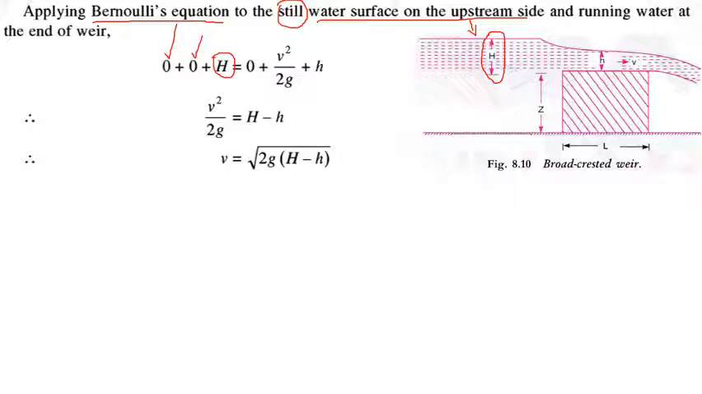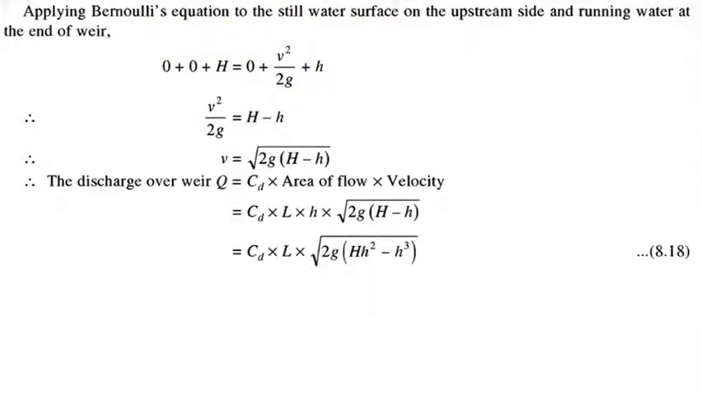When we consider the downstream side, that is this side, pressure head is 0, but water is moving with a velocity of v. So velocity head is v square by 2g, and height over the middle of the crest of the weir is h. So potential head is h. We equate the upstream and downstream sides using Bernoulli's equation, then we get v square by 2g is equal to H minus h. From this we can find out v is equal to square root of 2g into (H minus h).